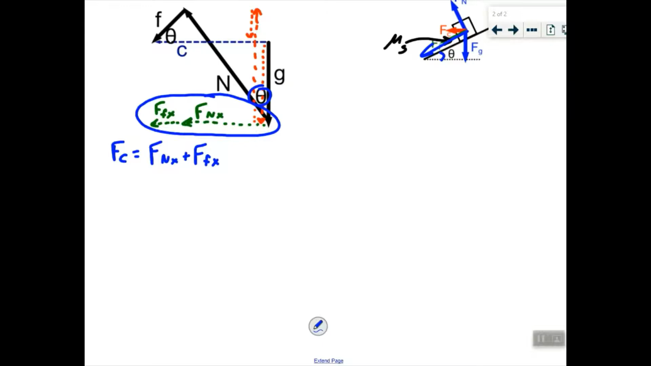We know Fnx is going to be Fn times the sine of theta, because Fn is taking the angle theta from the vertical, so this one up here is the opposite, so Fn sine theta. And we know that Ffx, the friction force, is mu times the normal force. So we're going to say plus mu times Fn. But it's not just mu times Fn, it's the component in the x direction, which is adjacent to theta, so we're going to write cosine theta there.